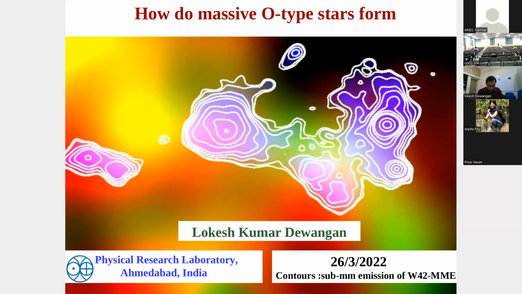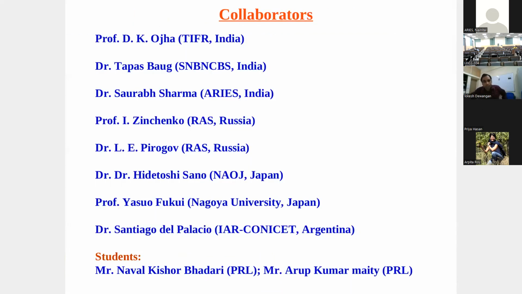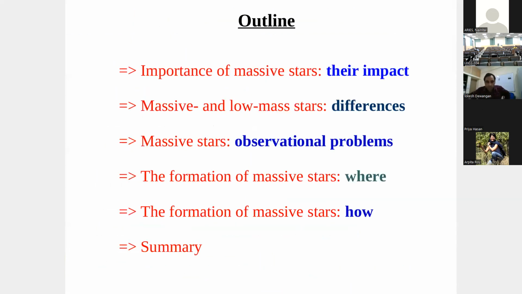So inner circumstantial environment of the O-type star. More details of this I will talk about in my later slides. These are the list of my collaborators and my students. In this presentation, I will focus on the following points.